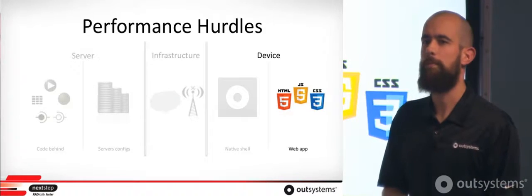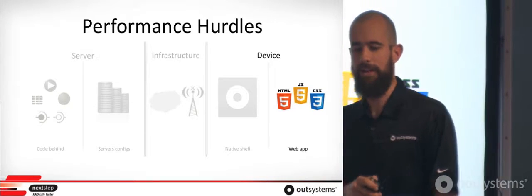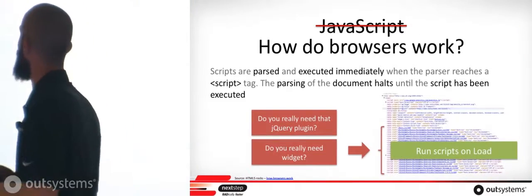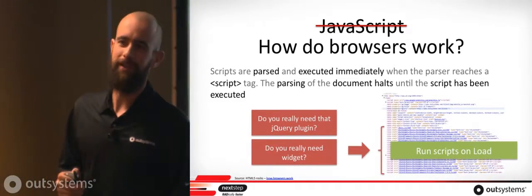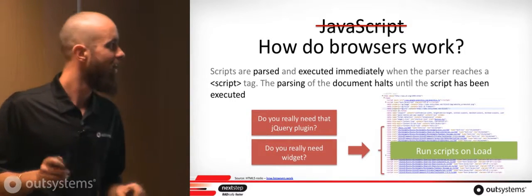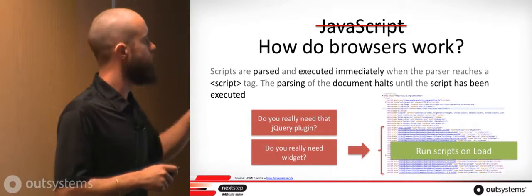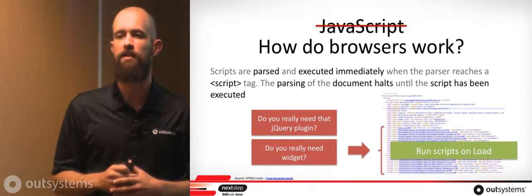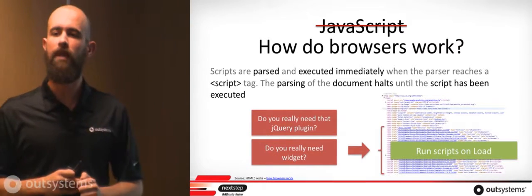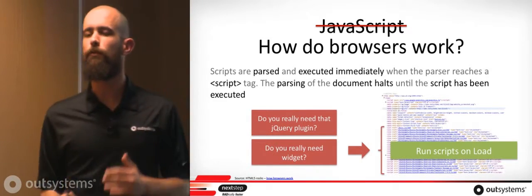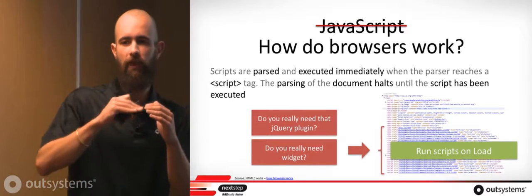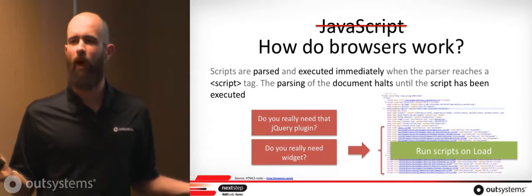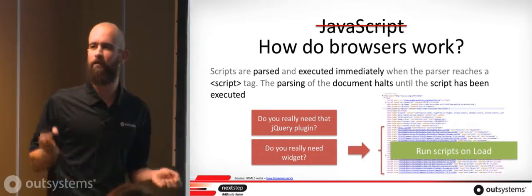Now going to the web app itself. And here is actually where things start to get trickier. So let's start with JavaScript. But before starting with JavaScript, let's see how browsers work. Whenever a browser gets a page, it downloads the HTML file and starts parsing it. As soon as it reaches a script tag, it will stop the interpretation of the document, and it will fetch the script and execute it. And you might be asking, why this behavior?